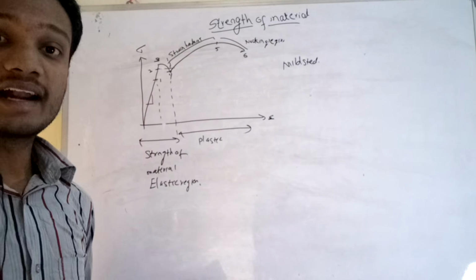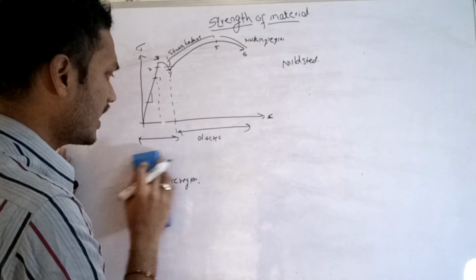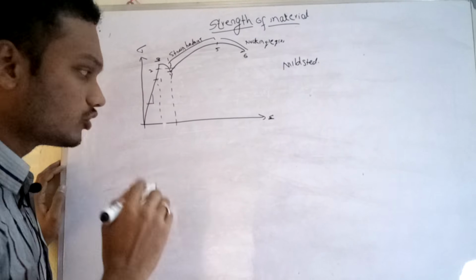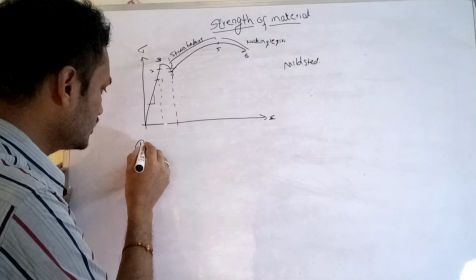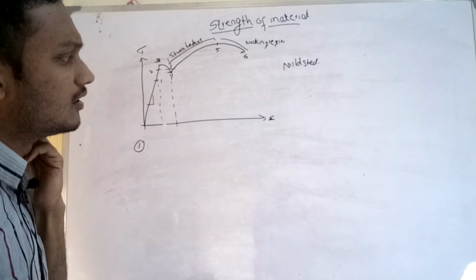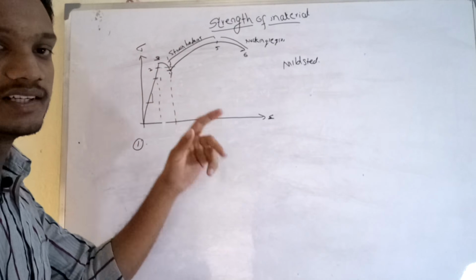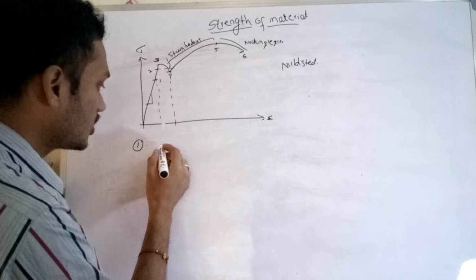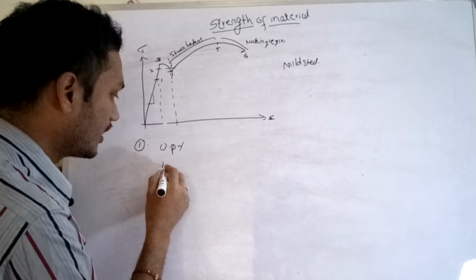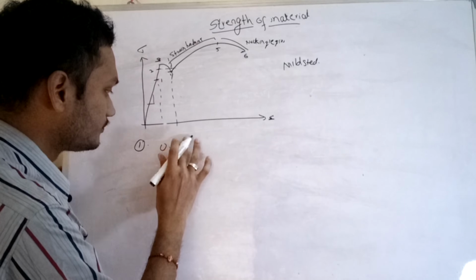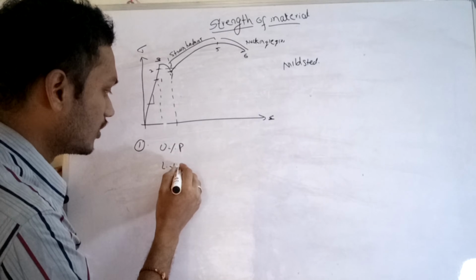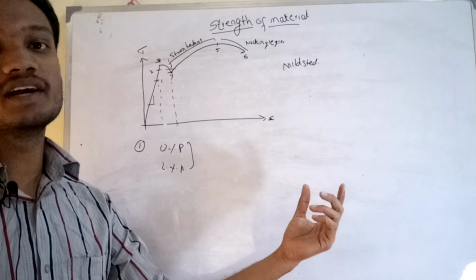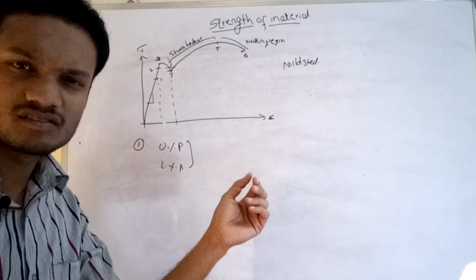Now we will analyze further. The first question is why you get two different yield points. What is the concept behind the upper yield point and lower yield point? What is the concept behind getting two different yield points for mild steel under static loading?